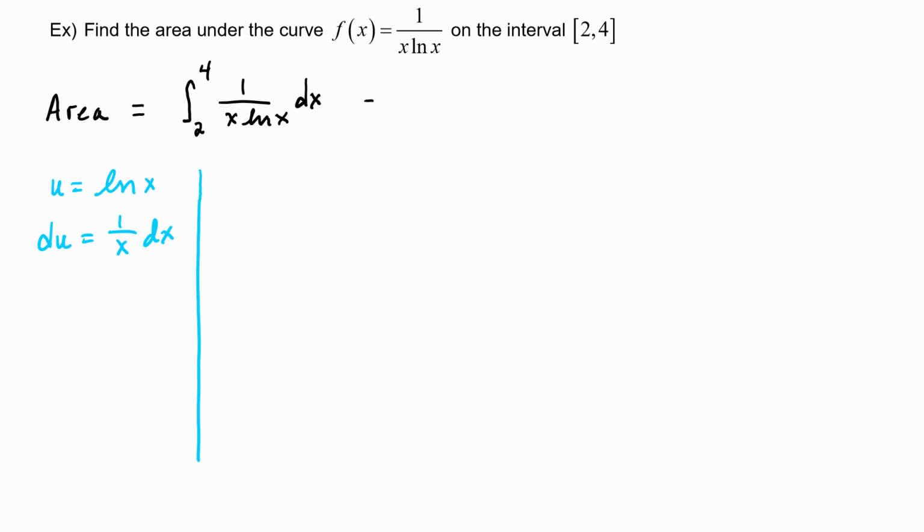So let's just reorganize our x integral a little bit. Integral from 2 to 4, we would have 1 over the natural log of x times 1 over x dx. Now we are ready to substitute to the u variable. In order to do that, we will need to change our limits of integration over to the u variable.